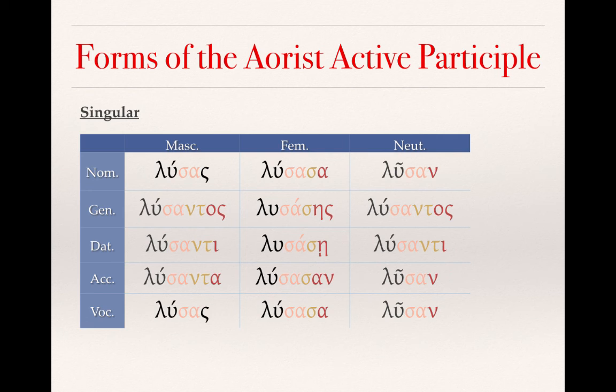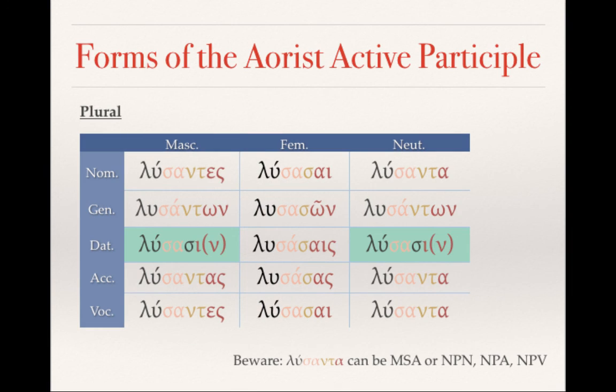You should recognize that these endings are very similar to what you've already seen with the present participles. What you're looking for then is that sigma alpha in the middle of the word right after the stem. Here are the forms of the aorist active participle in the plural. Again, lusantes, lusasai, lusanta are those three forms that you should become really familiar with. And then the other forms build on that. Lusanton, lusason, lusanton, lusasin, lusasais, lusasin, lusantas, lusasas, lusanta, lusantes, lusasai, lusanta.